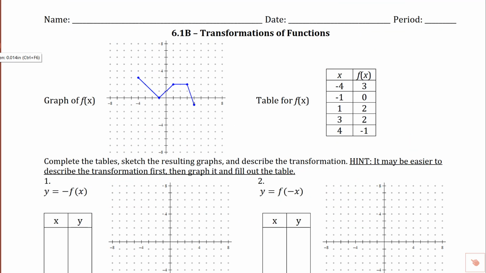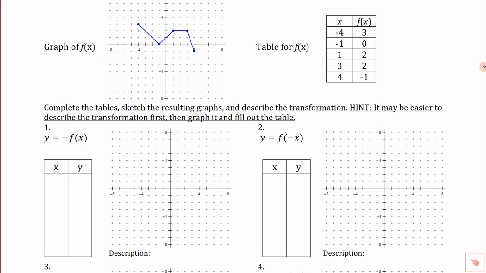All right, here's worksheet 6.1b. So let's go ahead and take a look. We've got this parent graph right here, along with a table of values, and it says complete the tables, sketch the resulting graphs, and describe the transformation. And it says hint, if you want to describe it first and then graph it or fill out the table, that's totally okay. So here's what we're going to do.